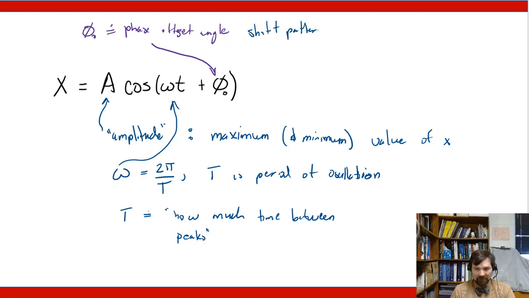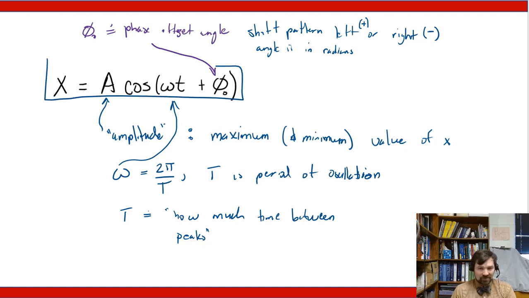Okay? So this phase angle basically says shift the pattern left or right, and left is if you add it, right is if you subtract it. The angle is in radians. And in fact, the entire argument of this should be in radians, because omega is 2 pi over T, which sounds like a radians thing. Okay. Well, this has given us our sort of x as a function of time.